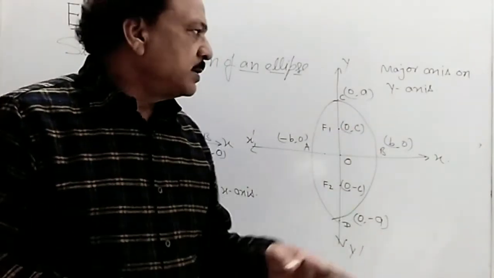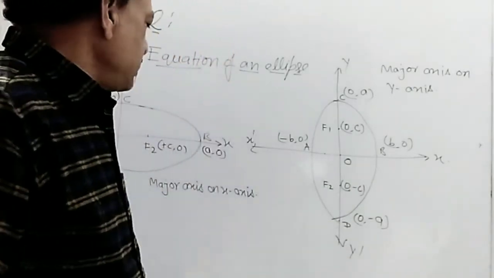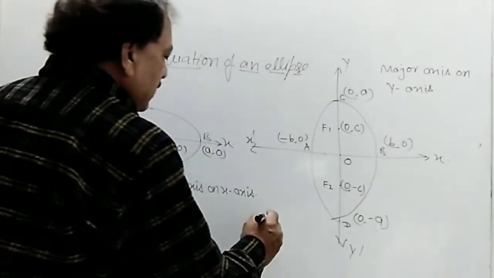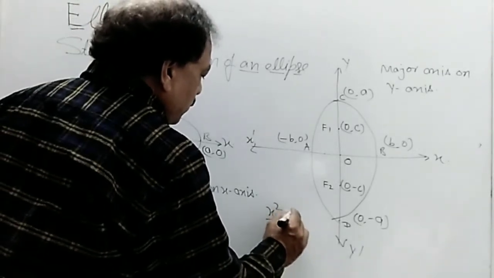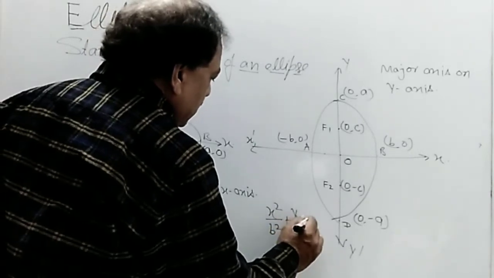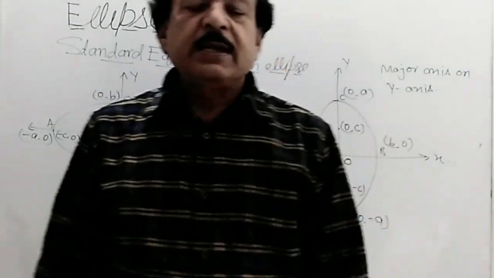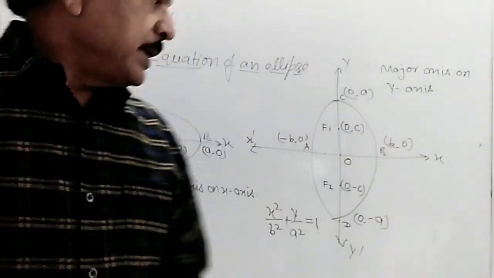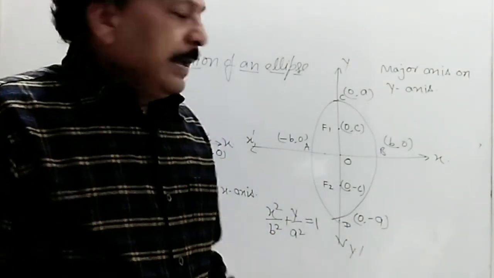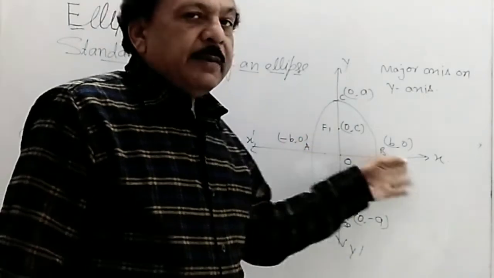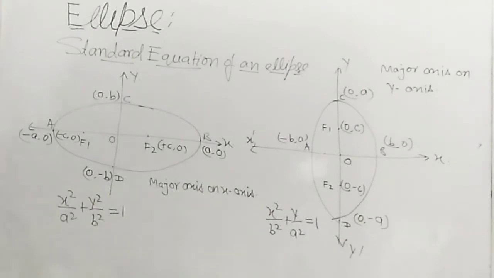The major axis is the main one. In this case, the major axis is on the y-axis, so the equation of this is x square upon b square plus y square upon a square equal to 1. In this, the major axis and the minor axis will be changed. The variables are changed. A is on the y-axis and b is on the x-axis. So this is the standard equation of ellipse.